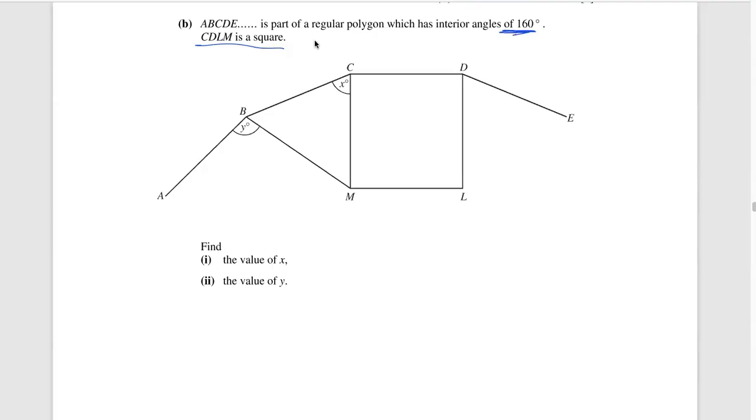160 for one interior angle. That's right. X should be 70 degrees. X is 70. So this was 90. This complete was 160. And 160 minus 90 is 70. That's correct. What about Y?